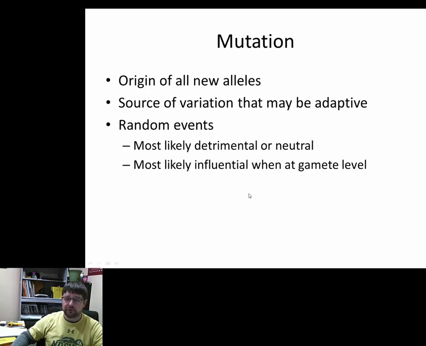Okay? And the only ones that are getting passed on to the next generation are the genes that are affecting the gametes. Okay? So they are the mutations that are affecting the gametes. So these mutations have to occur in sperm or egg, or the germline cells that give rise to sperm and egg. That's the only way that a mutation is going to be passed on.